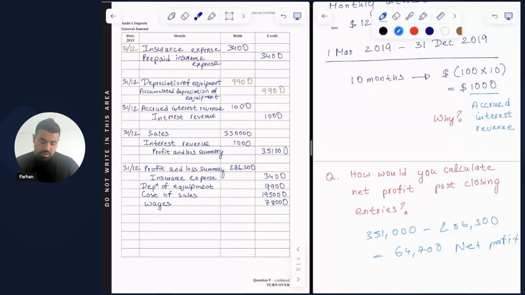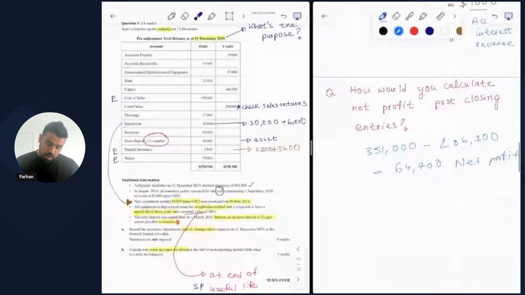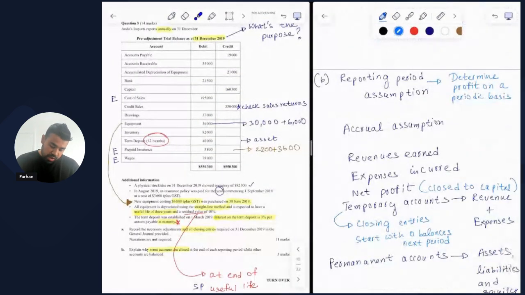All right, so what else do we have for part A? Really nothing. So let's go into part B. Explain why some accounts are closed at the end of each reporting period while other accounts are balanced.